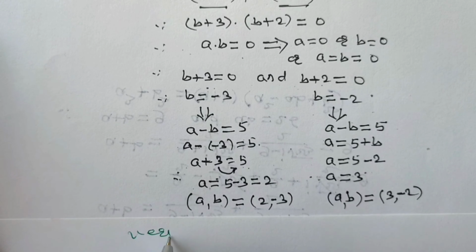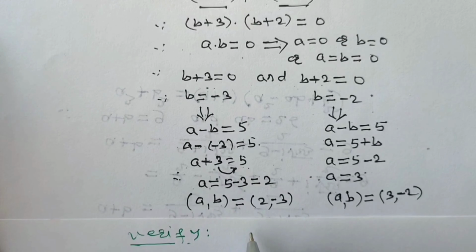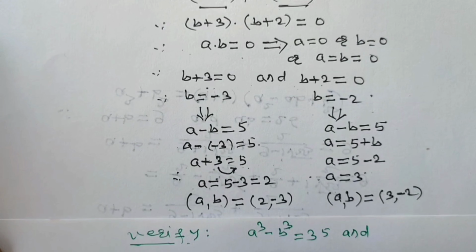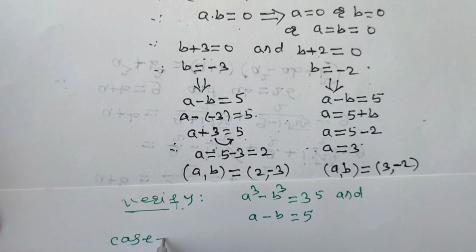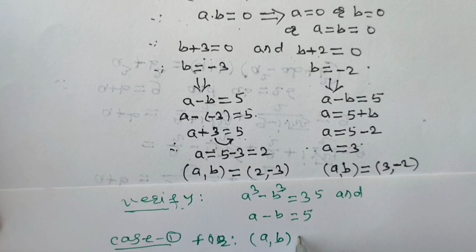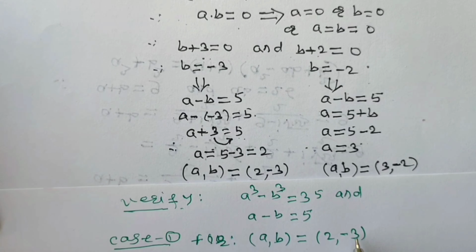So, we have two equations which we have to satisfy. a cube minus b cube is equal to 35 and a minus b is equal to 5. Case number 1: for a comma b is equal to 2 comma minus 3, where a is 2 and b is minus 3. Let us satisfy these two equations.